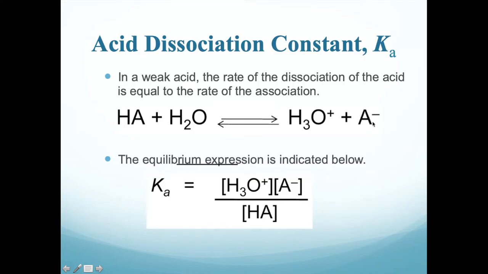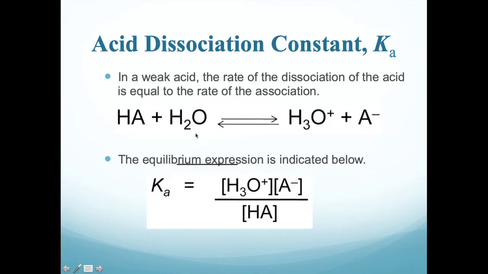So let's write out an equilibrium expression for that. Our products, hydronium and A-, will go on our numerator, and our reactants, HA and water, should go on our denominator. I wonder why water's missing. If you were wondering about that, I'll ask you to think about the state symbols of these chemicals. HA would be aqueous, as would hydronium and A-.